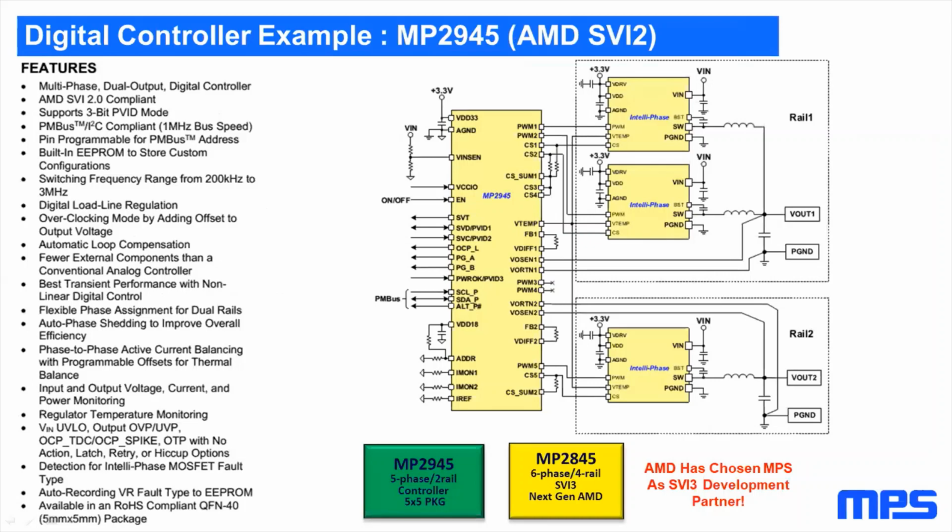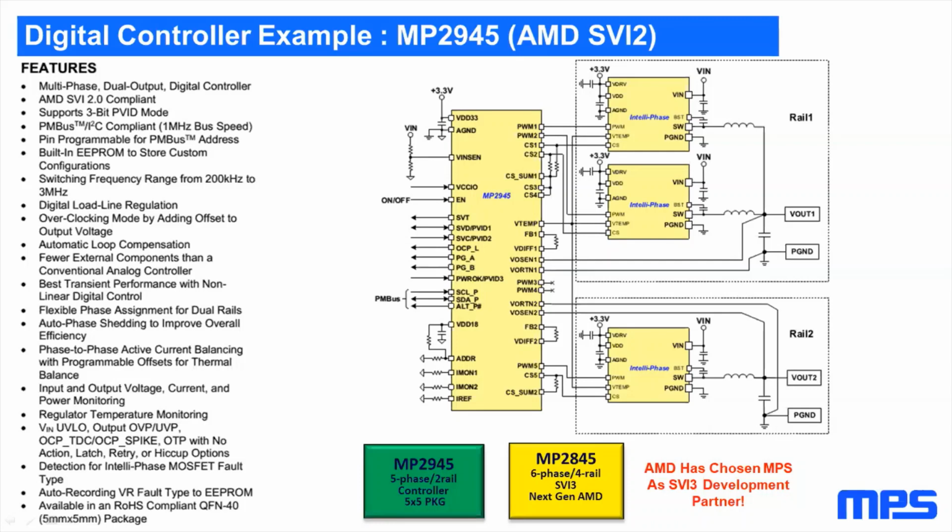Here you see a digital controller example for AMD. It's an AMD SVI2 compliant 2-rail 5-phase controller. The main features are the ones already discussed. You can see that this controller can auto-record the faults that happen. These are stored in the internal memory and can be read out through the PMBus.